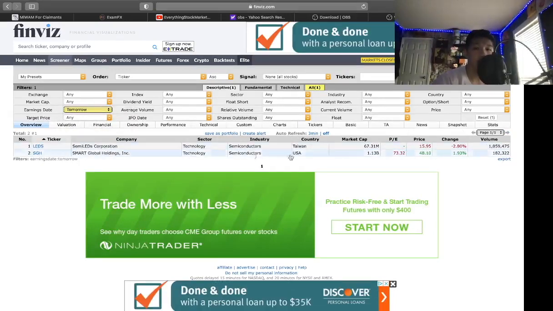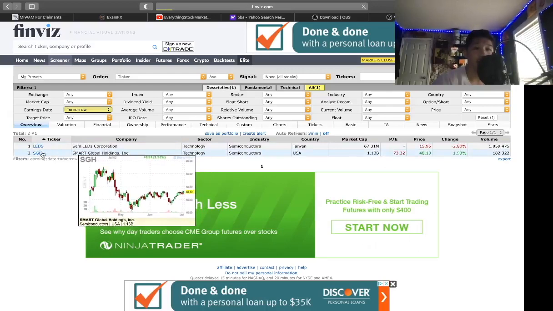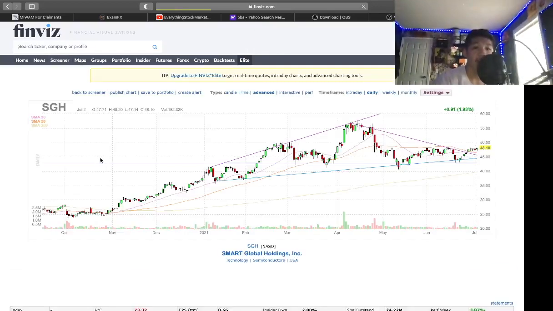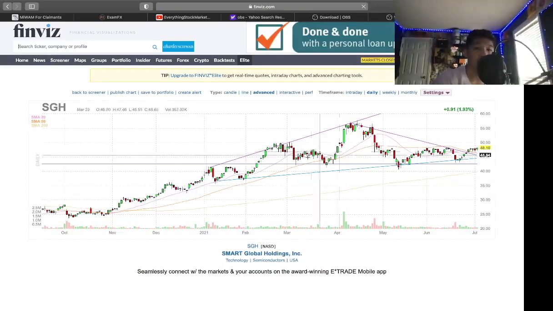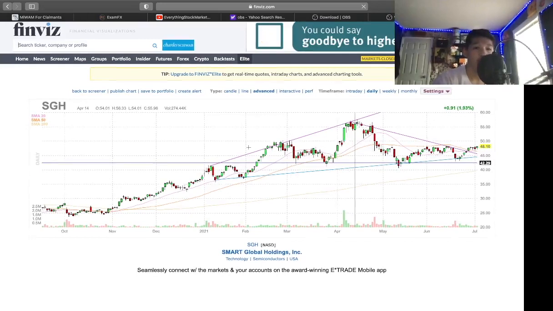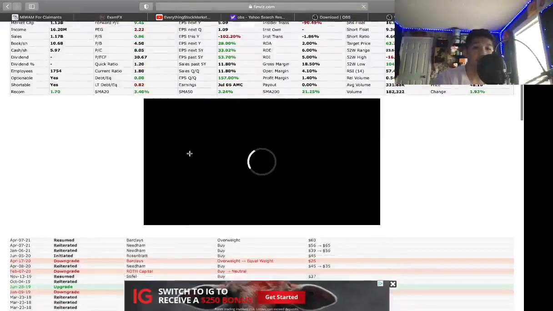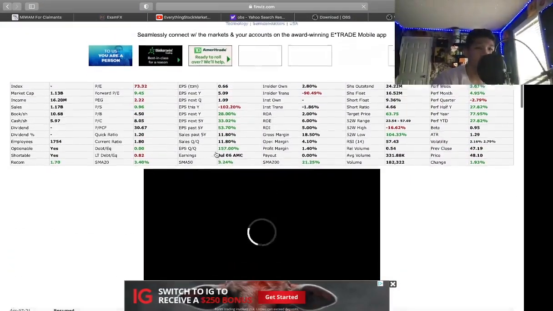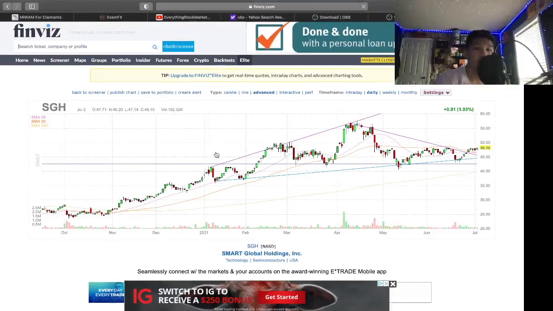So if we take a look here, we see SGH. You can click on the ticker. It looks like it's doing nice, and it's going to give you a nice chart. If you watch my previous video, you can see here we have an ascending triangle almost into a wedge, broke out. You might want to do further due diligence on these types of things. You can take a look at the chart. If you scroll down, you can see all the earnings and information, and you might want to look on your own time for the earnings. I'm just showing you guys how to screen.